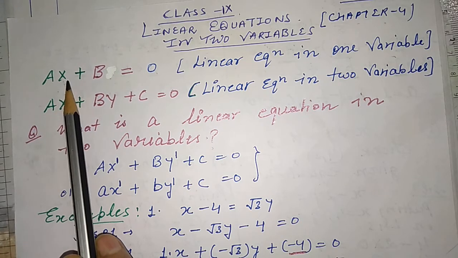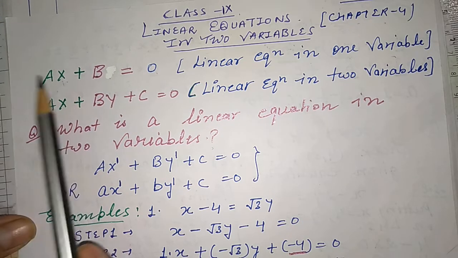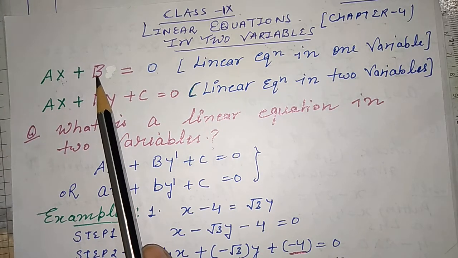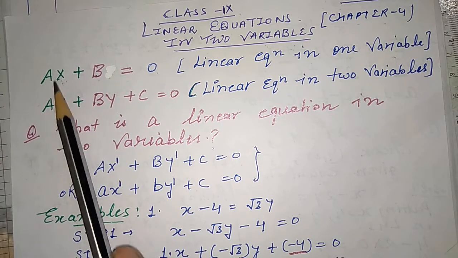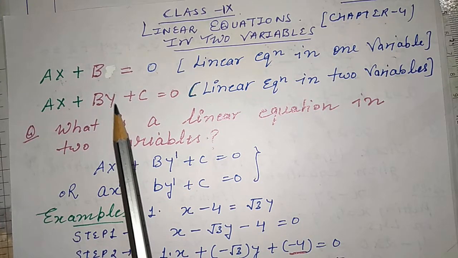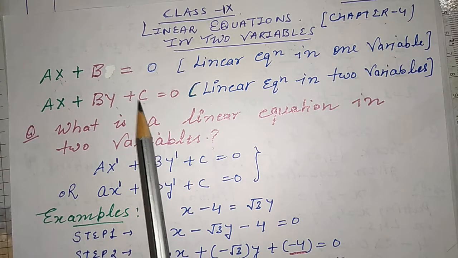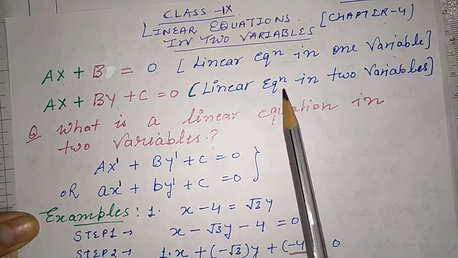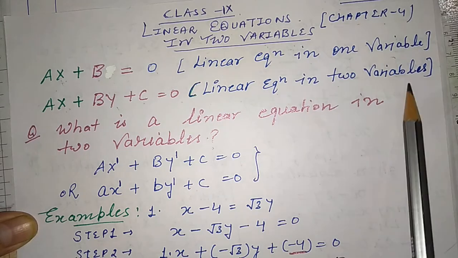A variable, you know, is something whose value can be changed. Now if we introduce one more variable with this, ax as it is, plus by, one more variable is there, and plus c, this is a constant term, is equal to 0. So here are two variables x and y. So we have a linear equation in two variables.